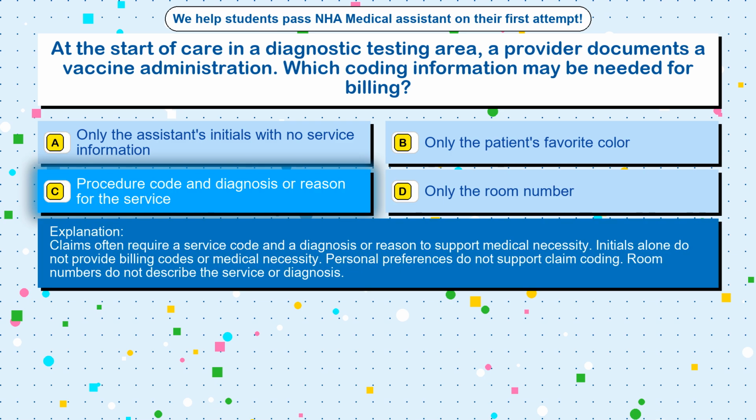Claims often require a service code and a diagnosis or reason to support medical necessity. Initials alone do not provide billing codes or medical necessity. Personal preferences do not support claim coding. Room numbers do not describe the service or diagnosis.